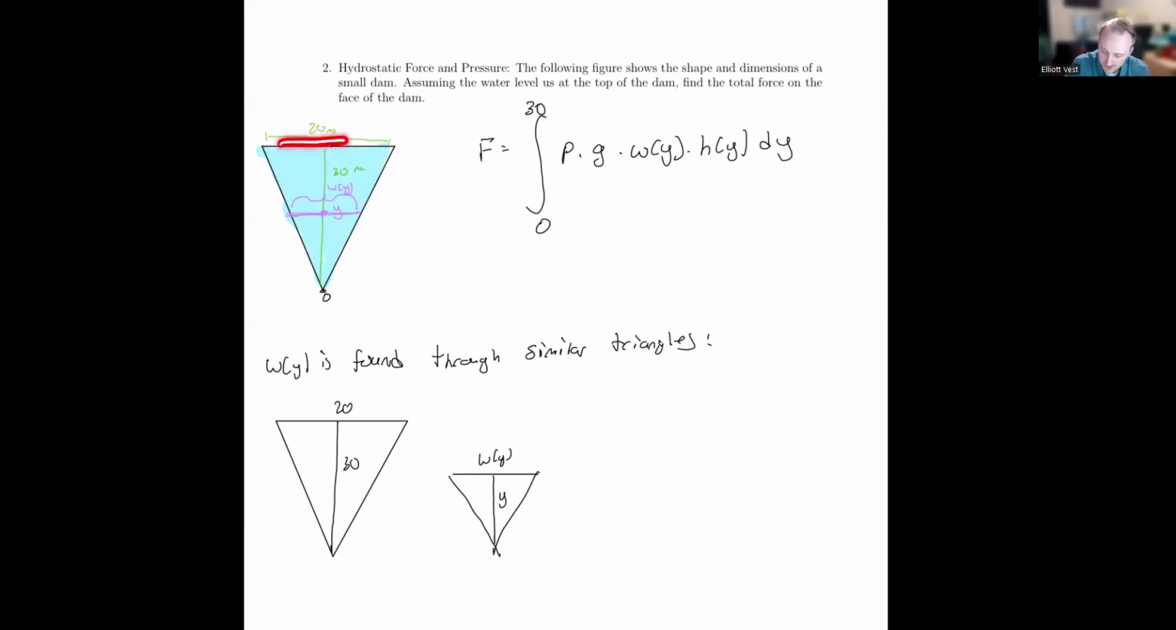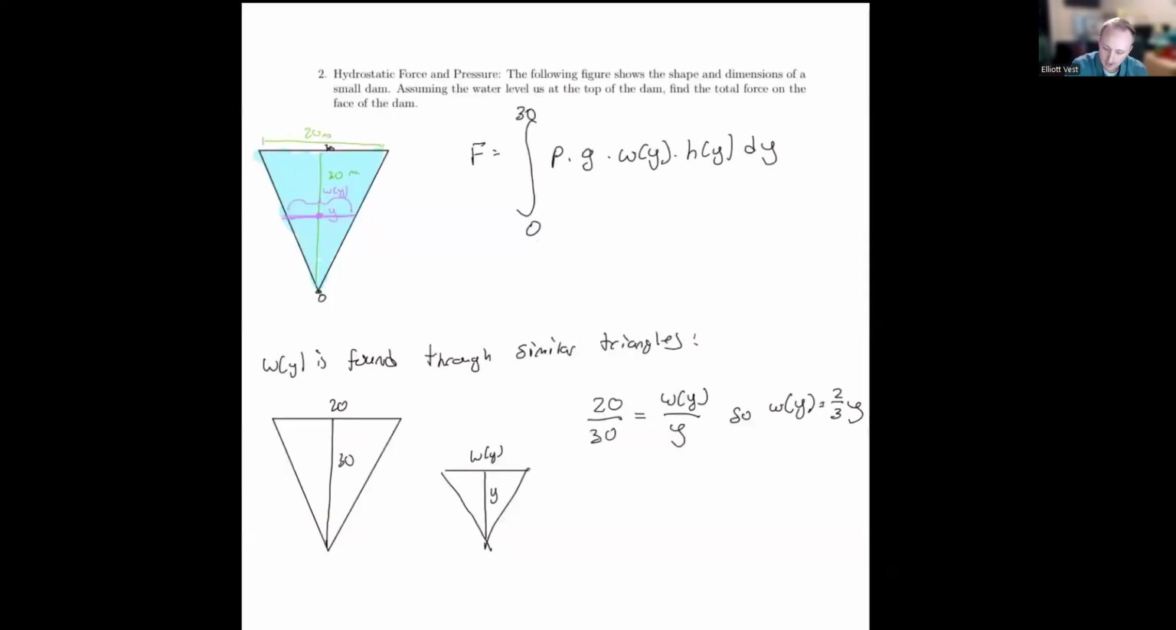But since these are similar triangles, which means they share some angles, they all have the same angles, which means they're all proportionally the same. Proportion is the key word here. That means if you look at the proportion of a base and its depth for one triangle, that needs to equal the proportion of a base and the depth of the other triangle. Rearranging this means the width of y is equal to 2/3 y here.